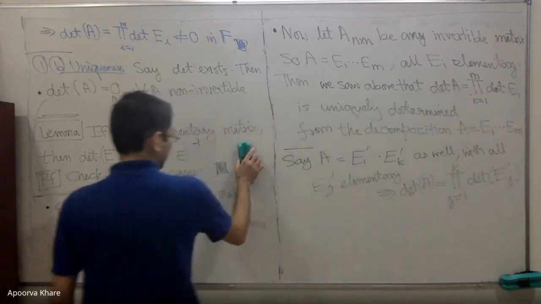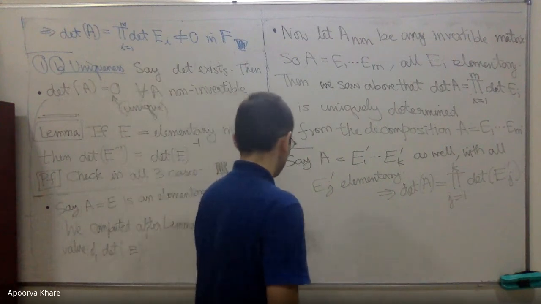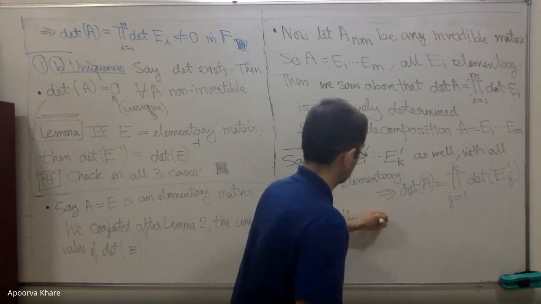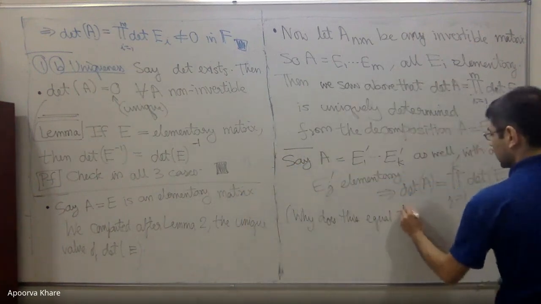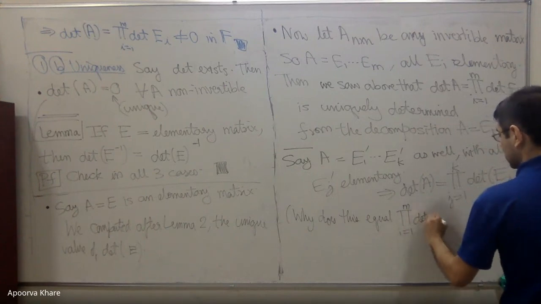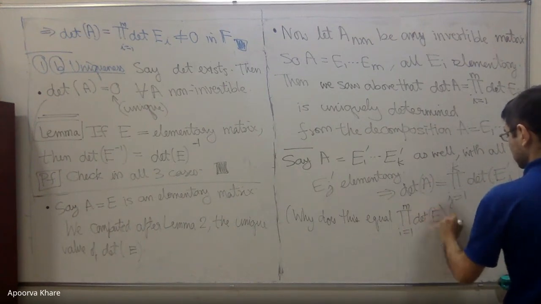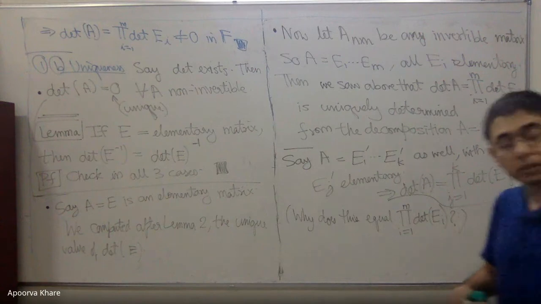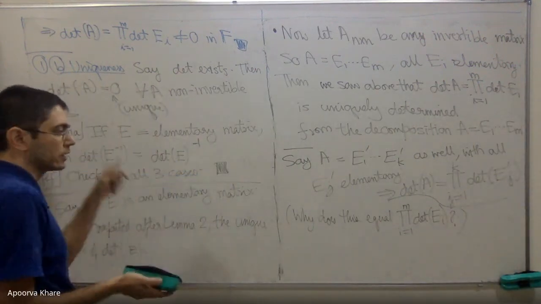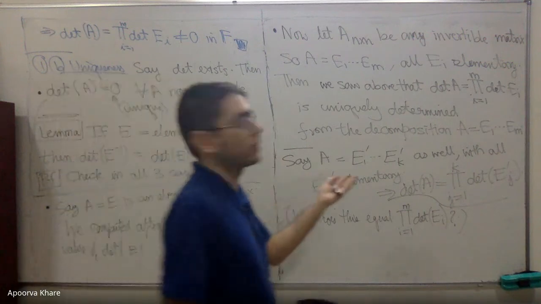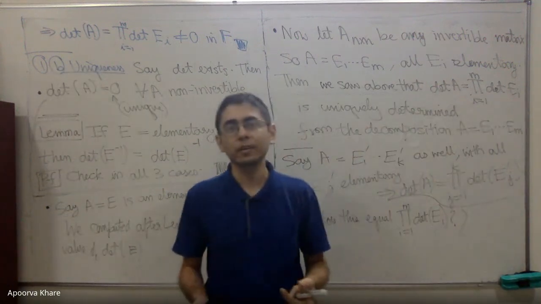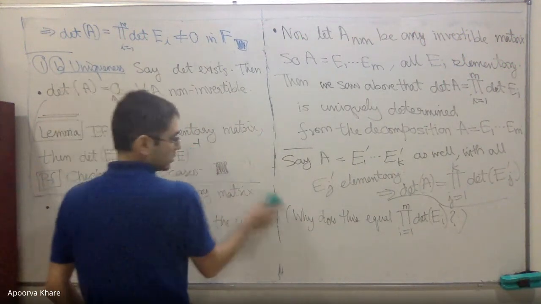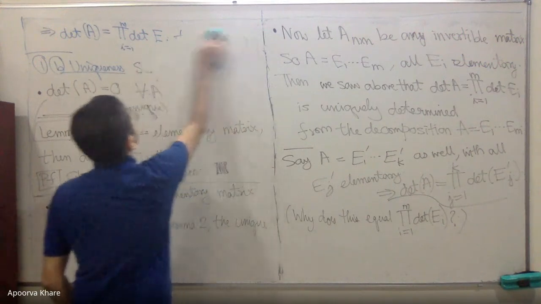So for that, I do the following. Why does this equal that? The question is really that, right? Why are these two products equal, and therefore det A is uniquely determined? Then the definition of det A could be, for instance, the product of the dets of the elementary matrices for whatever choice of decomposition as a product that you choose. Okay, so why is this unique? Why does it equal that? Okay, fine. Let us see why.